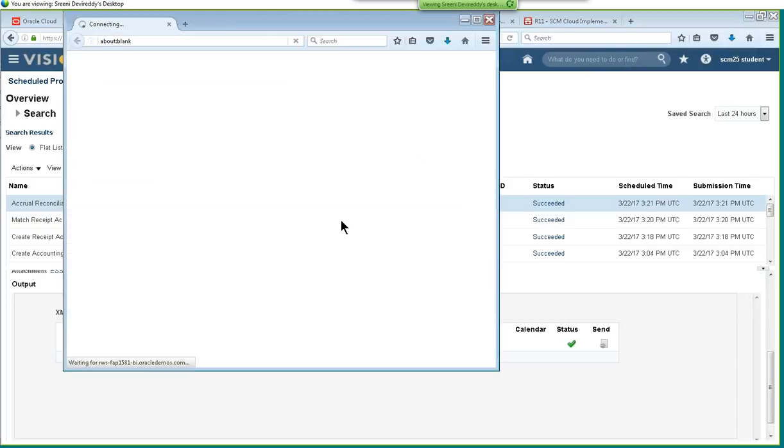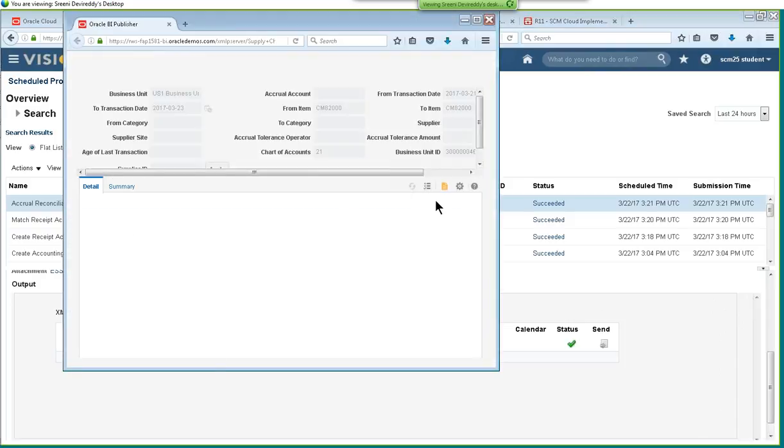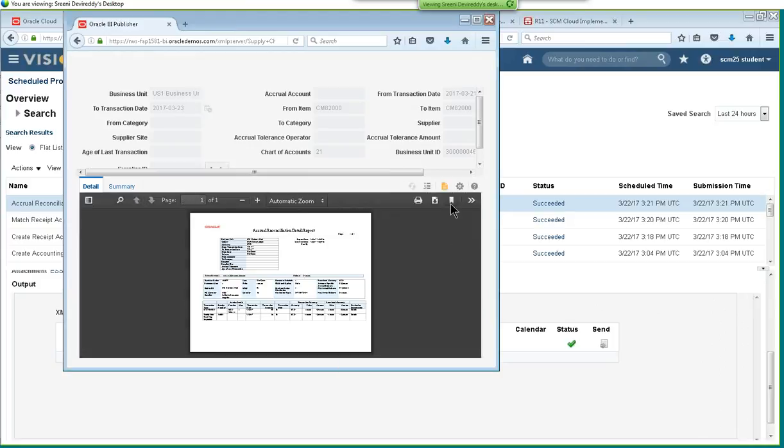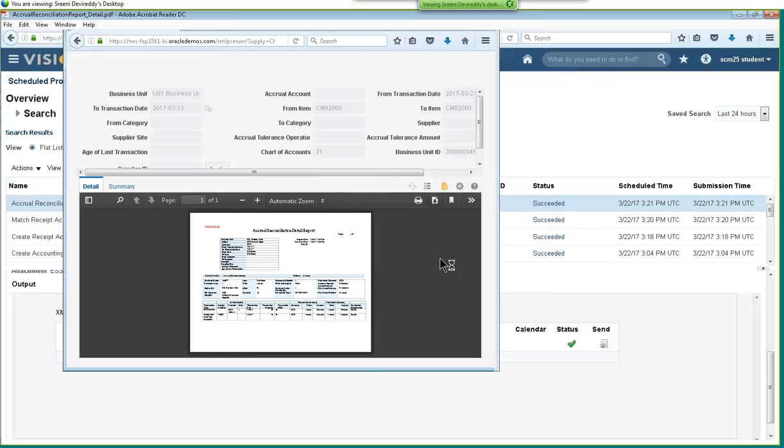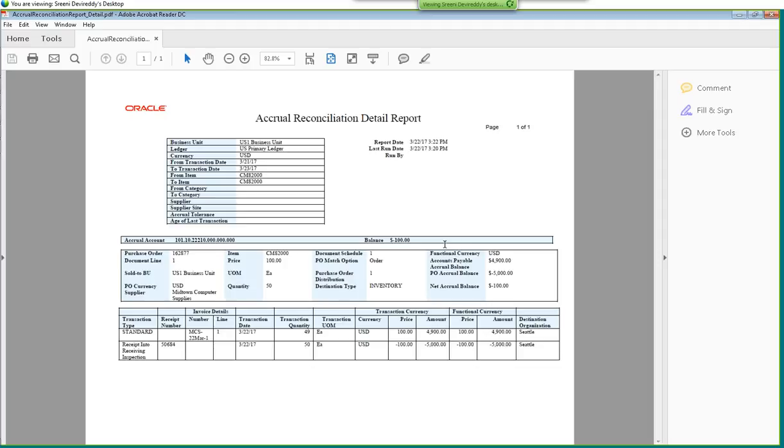Let's see the output. Okay, so that's the output of the accrual reconciliation detailed report, and I'm looking only at my item. You see that the accounts payable accrual balance is 4,900, and the PO accrual, meaning the receiving side, is 5,000. On the AP side it is 4,900. So there is a net balance of 100.